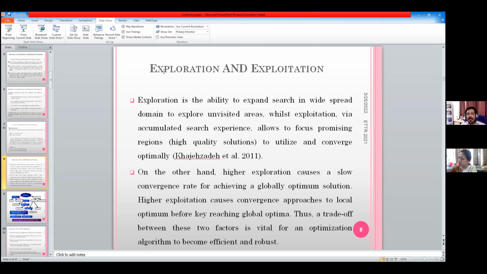And if you are exploiting more, you are not searching the entire field. You have got some good flower nearby, and you are searching only near that flower. So there is a huge chance that you are stuck in a local optima. The performance of an algorithm will be good only when there is a very good balance between exploration and exploitation.